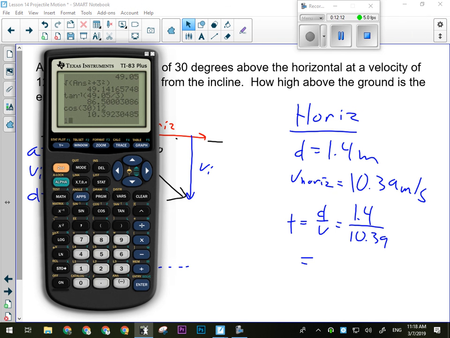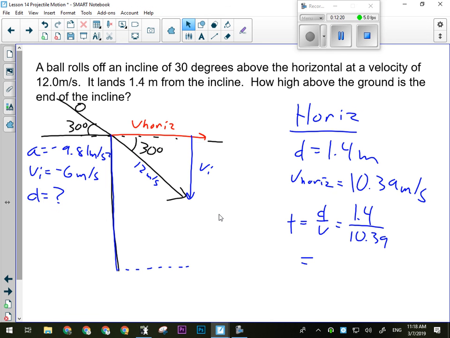So we got 1.4 divided by our answer there, which gives us a time of 0.135 seconds. Now I can bring that over here, and I can use this: d equals Vi times t plus 1/2 a t squared. The key here is I have to remember Vi is negative.